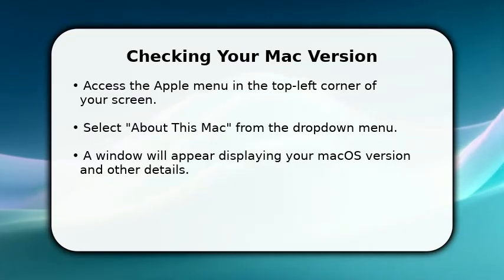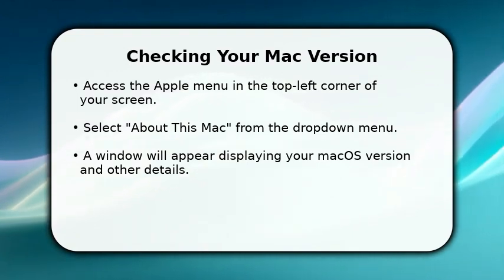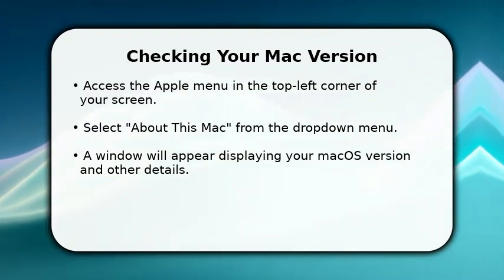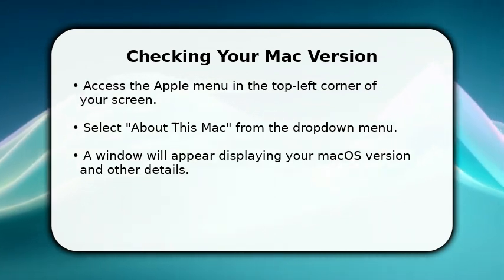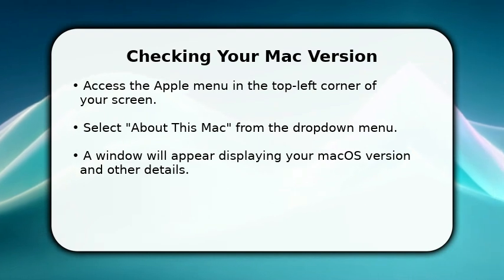In this video, I will explain how to check your Mac version. First, locate the Apple menu icon in the top left corner of your screen. Click on it, and a drop-down menu will appear. From there, select the option labeled About this Mac.